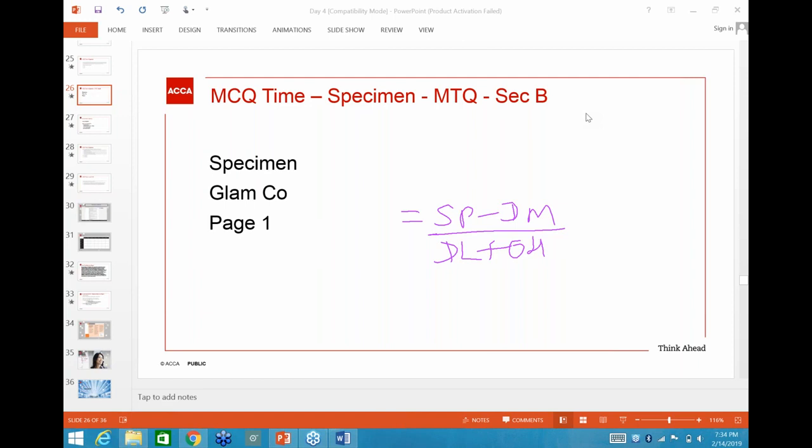Okay. So now my suggestion is, if data is provided for you to go ahead with per unit and per hour, go with per unit, you can get the answer quickly. Right. So let me clear this.